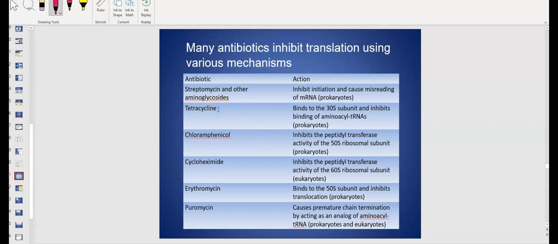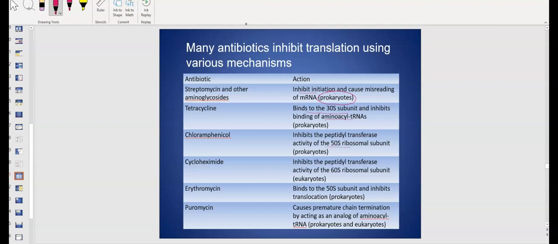Everybody knows that we have lots of bacteria that are becoming antibiotic resistant. And so I just wanted you to know that, you probably learned in micro that most antibiotics work on the cell wall. That's true. But there are other antibiotics that work on prokaryotes, and it takes advantage of the differences in the ribosomes and the ribosomal RNAs, as well as the aminoacyl tRNAs and things like that. So streptomycin inhibits initiation, which causes misreading of mRNA. Tetracycline binds to the 30S subunit and messes up the binding of the aminoacyl tRNAs to the aminoacyl site.